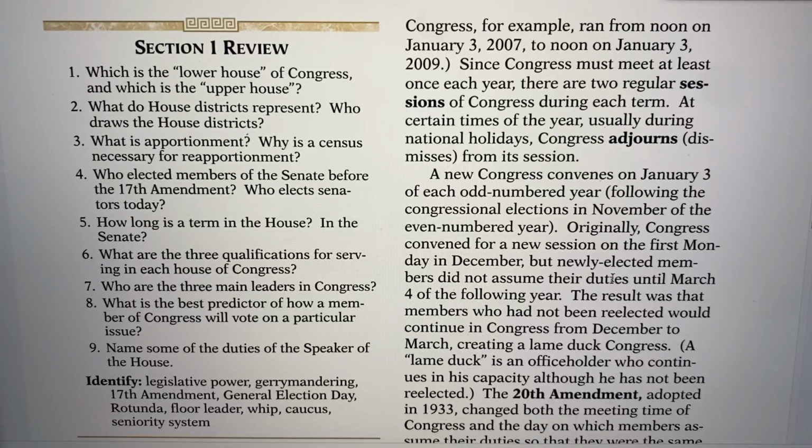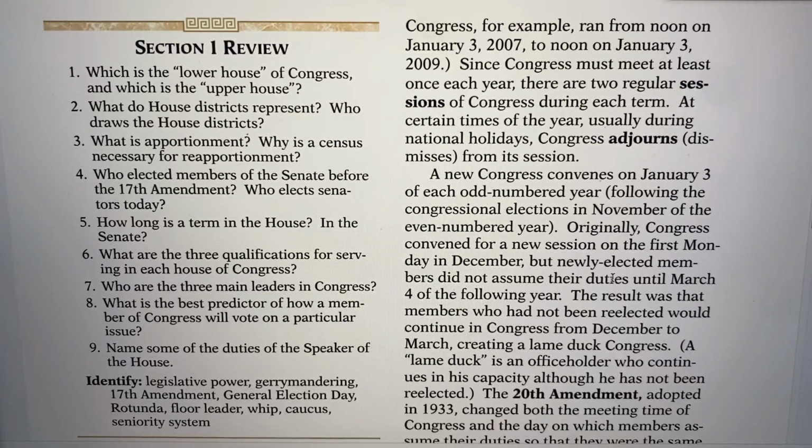Since Congress must meet at least once a year, there are 2 regular sessions of Congress during each term. So each year we have a session, and each term is 2 years, so we'll have 2 sessions. Usually during national holidays, Congress adjourns and dismisses from its session.